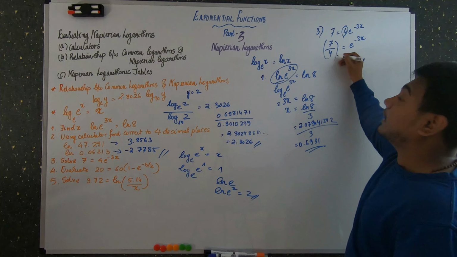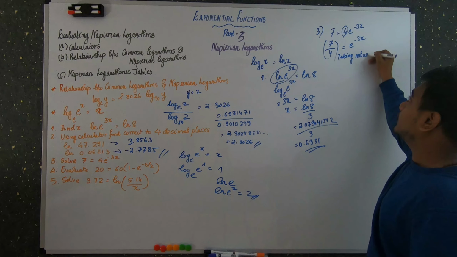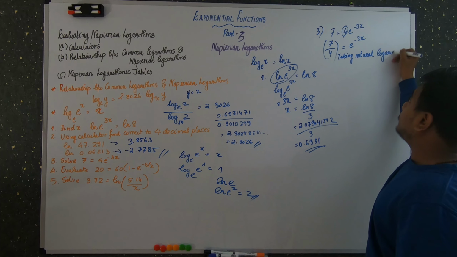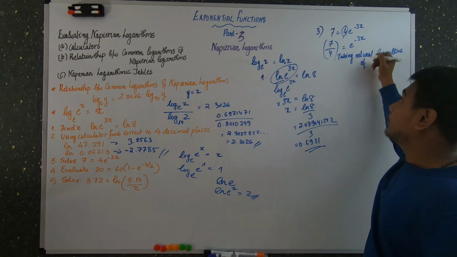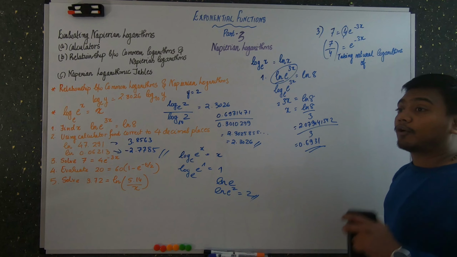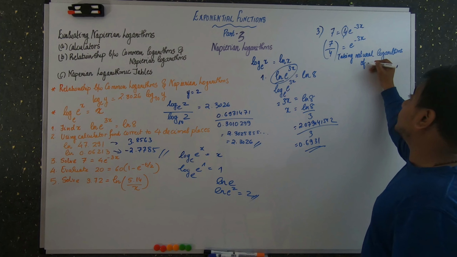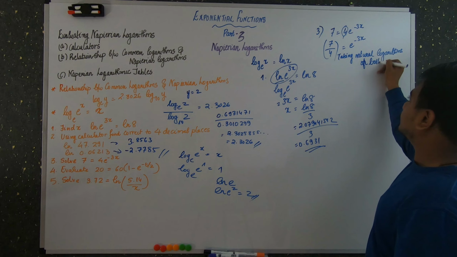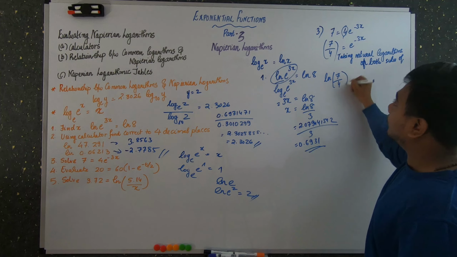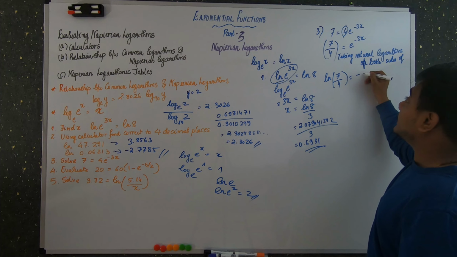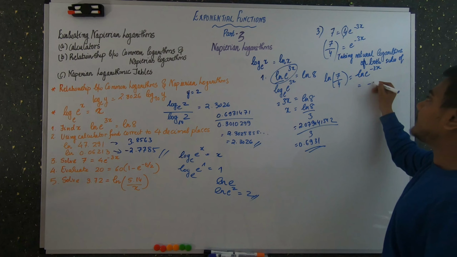Now I'm going to take natural logarithms on both sides of the equation. As per the rule of algebra, when you do something on one side of the equation, it should also be done on the other side. That's why I'm taking natural logarithms on both sides. So it becomes ln of 7 by 4 is equal to ln of e raised to minus 3x. Ln of e raised to minus 3x is minus 3x itself.